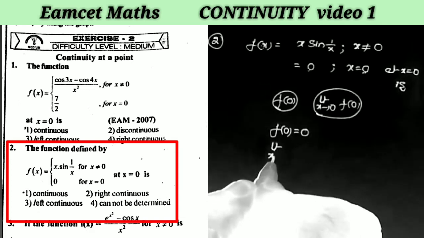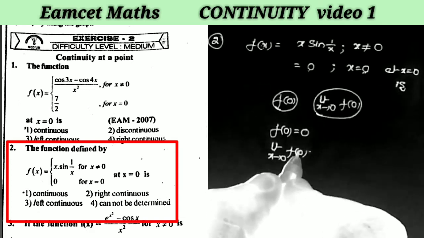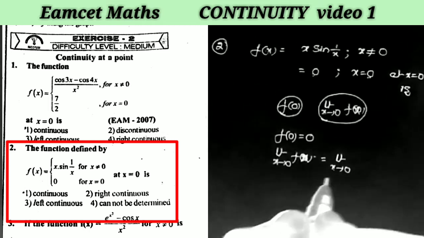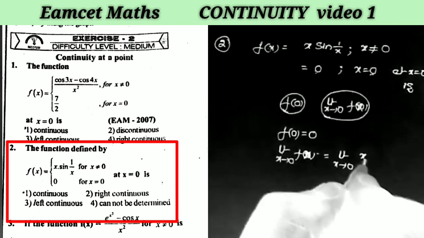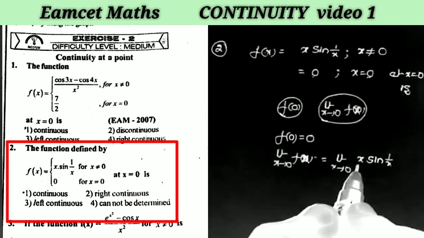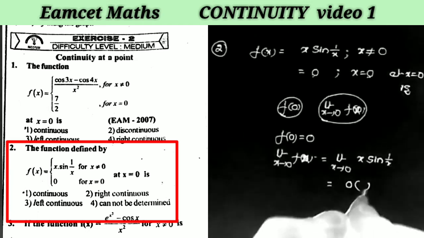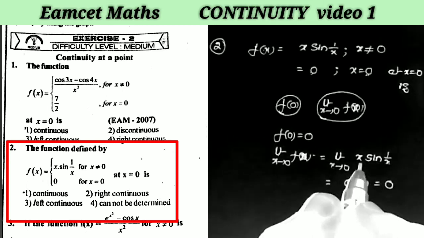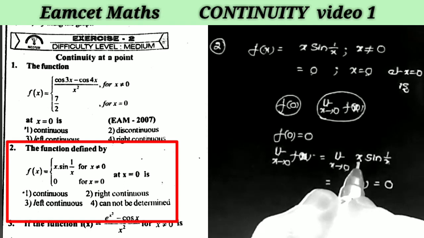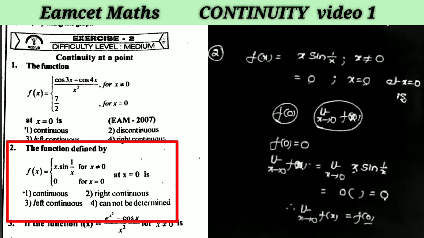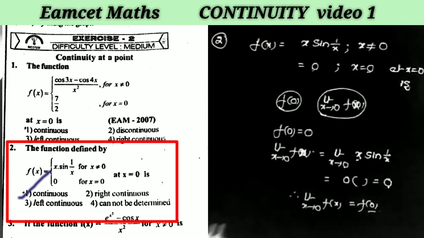Now what is the limit value? Limit x tends to 0 of f of x is equal to limit x tends to 0 of x into sine of 1 by x. Now taking x is equal to 0 here, what do we get? 0 into anything finite is equal to 0. Sine of 1 by 0 is sine of infinity, which is a finite value. X tends to 0 means this is 0, and 0 into anything is equal to 0. So the limit is equal to 0. Therefore, limit x tends to 0 of f of x is equal to f of 0. So the function is continuous at x is equal to 0. Okay, that is the first option.